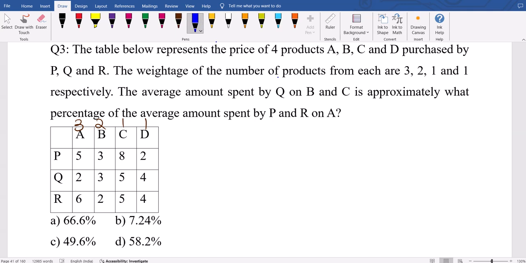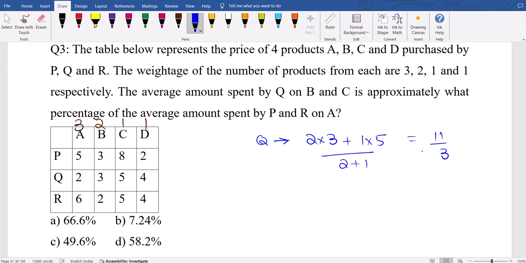The average amount spent by Q on B and C is nothing but 2 into 3 plus 1 into 5, divide by 2 plus 1. Weighting is there, weighted average. Fine. So it's like, let's say 11 by 3.